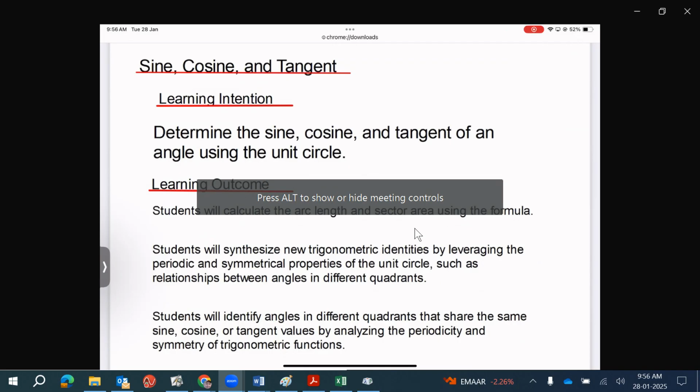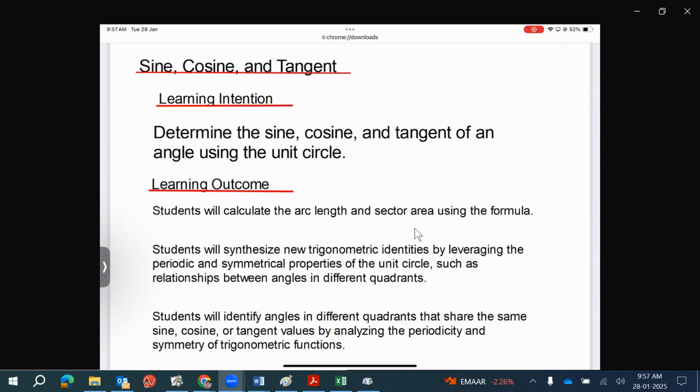All right, so today we're going to be looking at sine, cosine, and tangent again. Our main goal is to look at the unit circle and get a bit more proficient in that. And to do that today, we're going to work a little bit with arc length and circle sector.